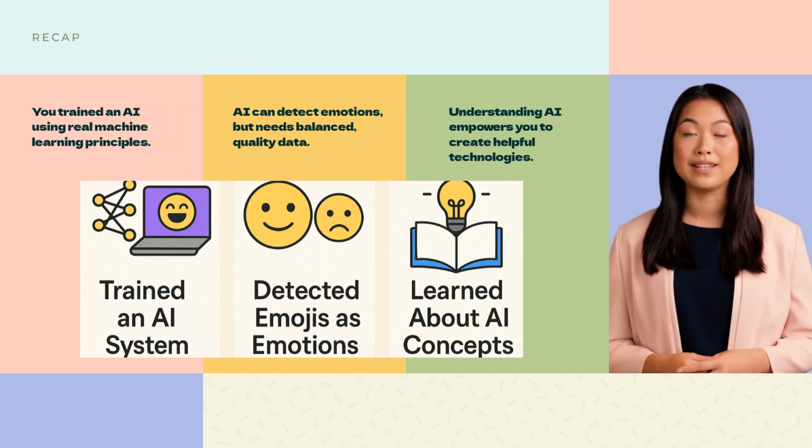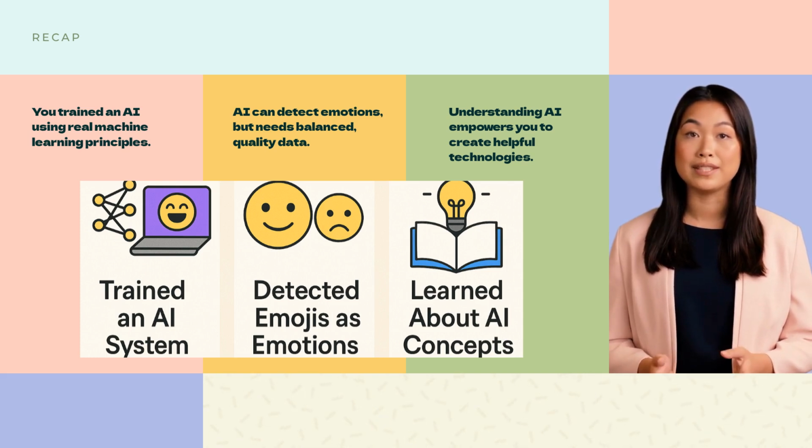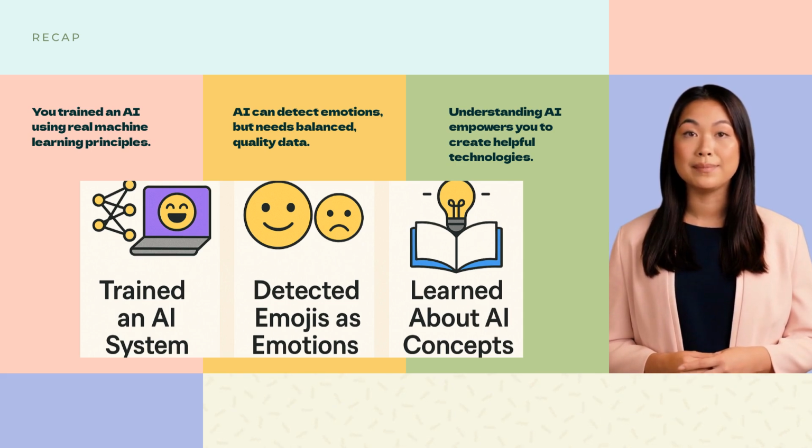First of all, you trained an AI system from scratch. That means you gave a machine the ability to recognize something new just by providing examples. This is the essence of machine learning. Instead of programming every little detail, we show the computer lots of data and it figures out the patterns. Second, we specifically explored how emotions can be detected by a computer. This matters because many technologies, like those friendly robots or smart apps we talked about, rely on this ability to make interactions more human-like.